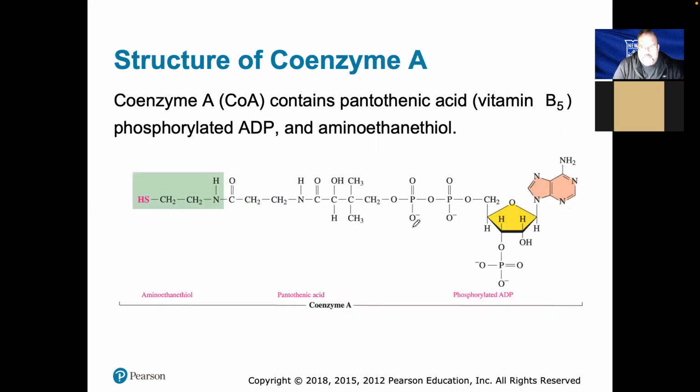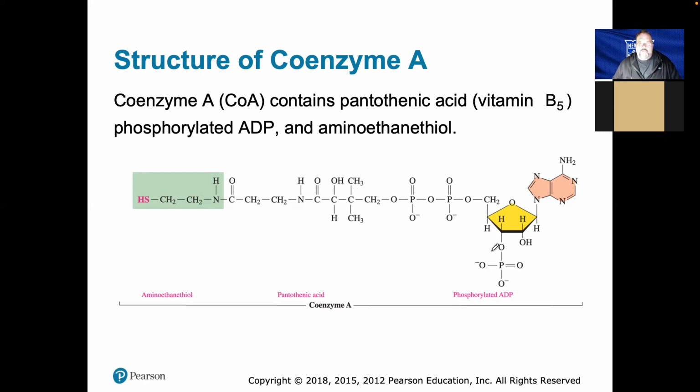Structure of coenzyme A. Coenzyme A, which is often abbreviated as CoA, contains pantothenic acid, vitamin B5, phosphorylated ADP, and aminoethane thiol. All right, a lot going on. Essentially, the aminoethane thiol group has the SH. Here's your ethane part, here's your amino part. Pantothenic acid has essentially this particular structure over here. What's missing from here would be the OH of the carboxyl group, which would be used to form the amide bond.